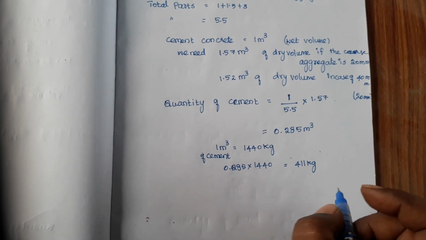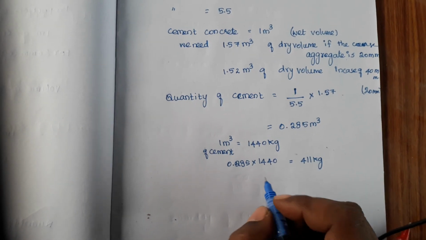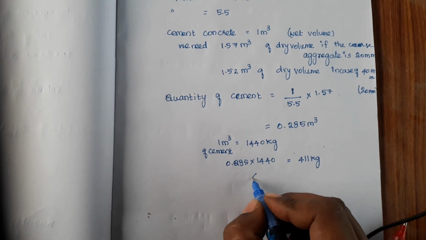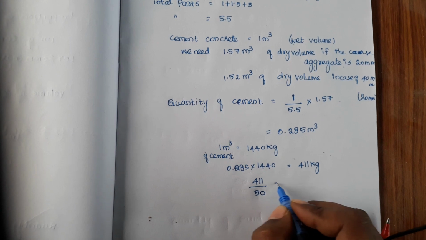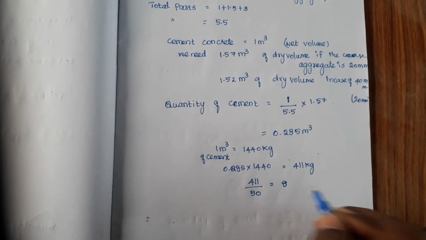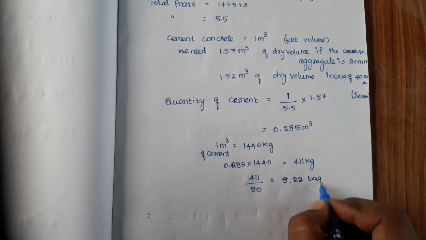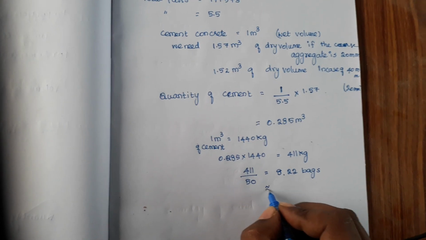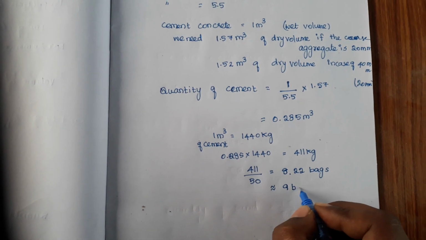Now we convert kg into number of bags. For that purpose I need to divide by 50. 411 divided by 50, I will get 8.22 bags. We can't state it in decimal, so we can take 9 bags.